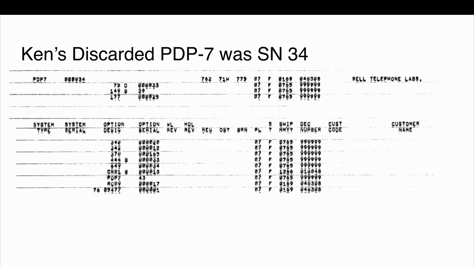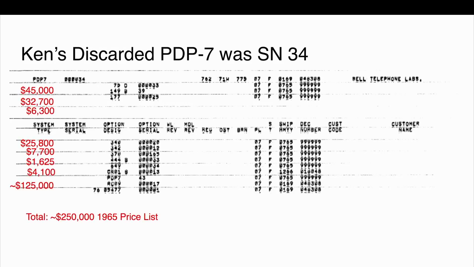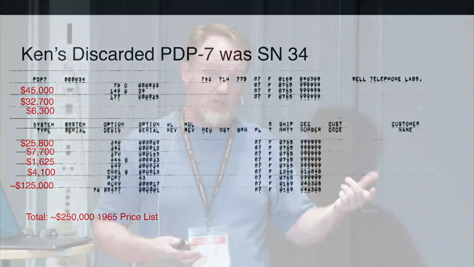And in terms of how much money this was, for this configuration I knew this would have been about $250,000 in 1965 prices. So I didn't do the math, but that's about $1.5 million or $2 million today. So a fairly expensive machine, not as expensive as the $2 million or $3 million machines that Multics was targeting, but still an expensive machine.